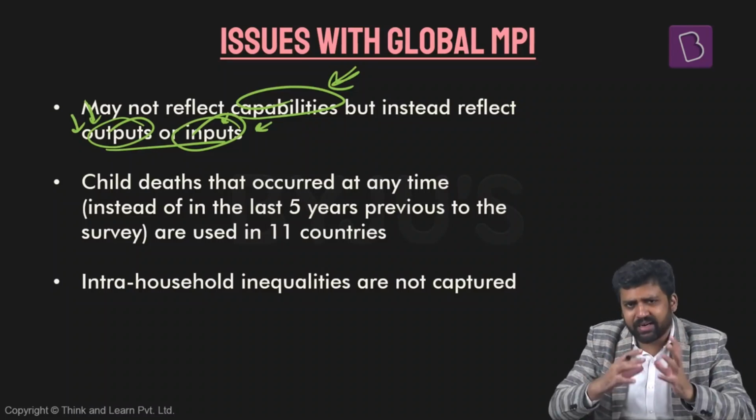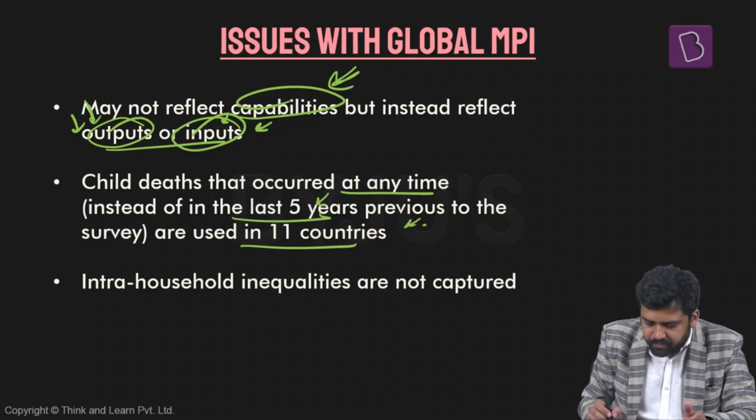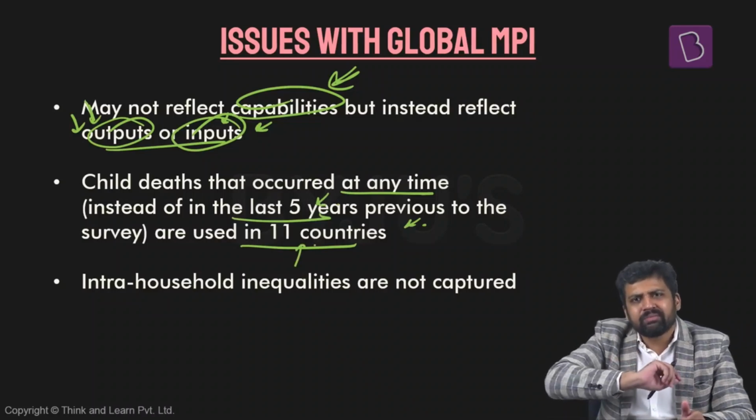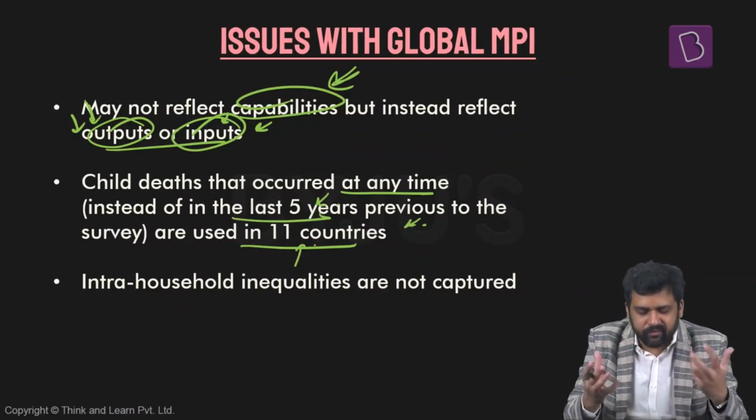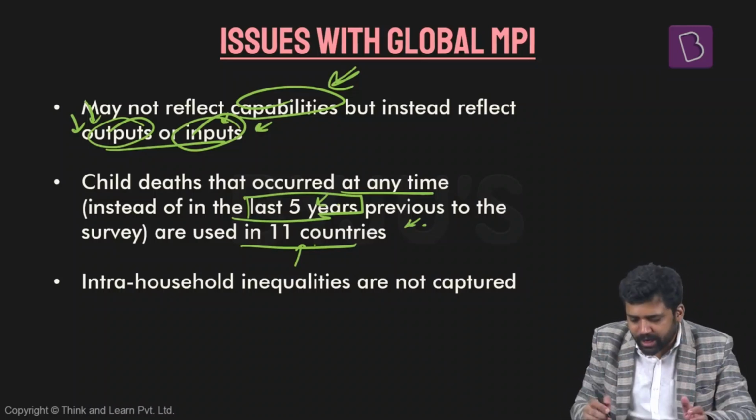Another issue with the global MPI as it is right now: it measures child death that occurred at any time, instead of in the last 5 years. For 11 countries, they are looking at mortality numbers at any point of time. Ideally, it should be within some time frame, but since they did not have enough data points, instead of measuring child deaths in the 5 years previous to the survey, they have counted child mortalities at any point of time in the last 11 years.